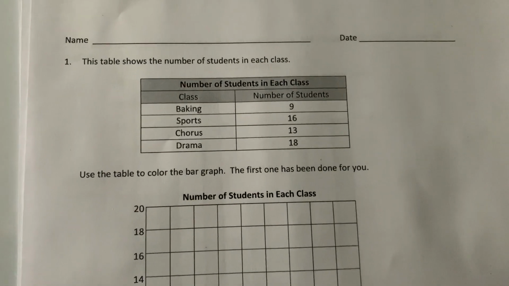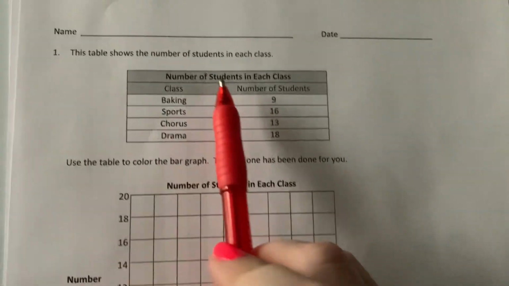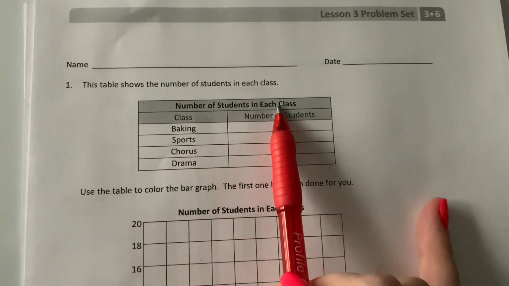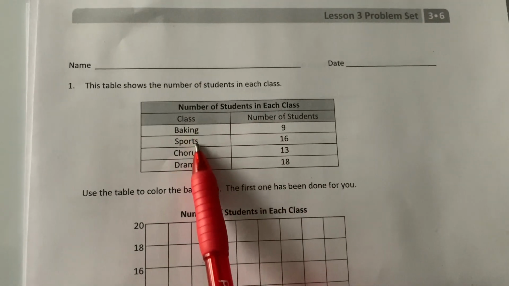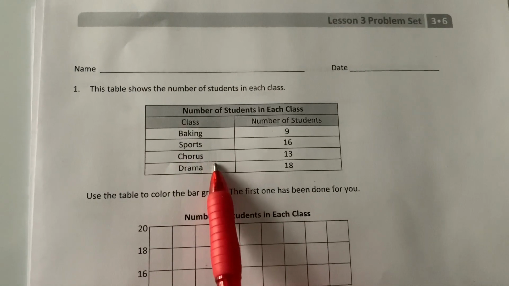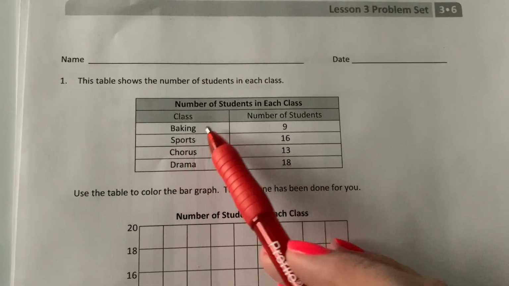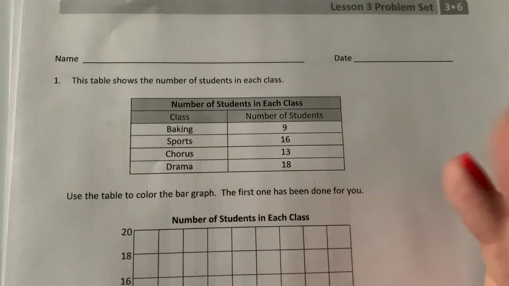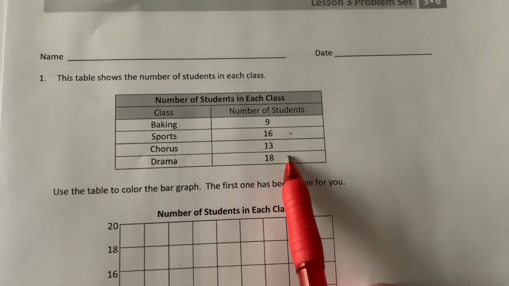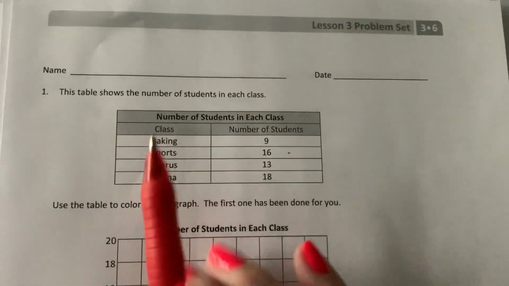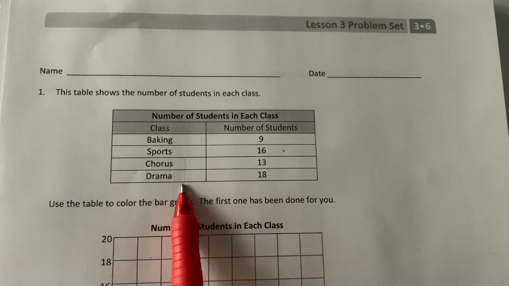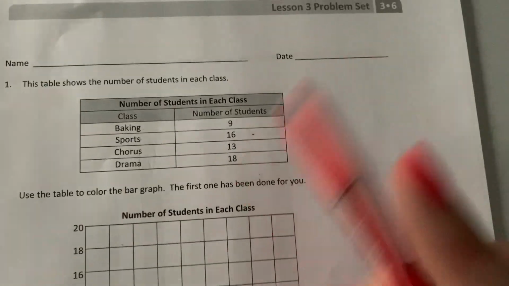All right, so let's look at this table. This table shows us the number of students that are in each class, and these are the different classes that there are. So if we did this at our school, it would look like Harvard, Princeton, Yale, you know, 14, 17, 19, just saying. But these are baking class, sports class, chorus class, and drama class. And then it also tells us how many students are in each class.